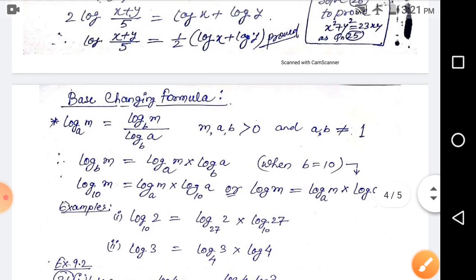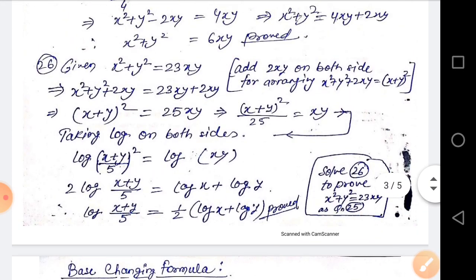Now see, this one is the last question, because after that we have the base changing formula. So we have another video for this.